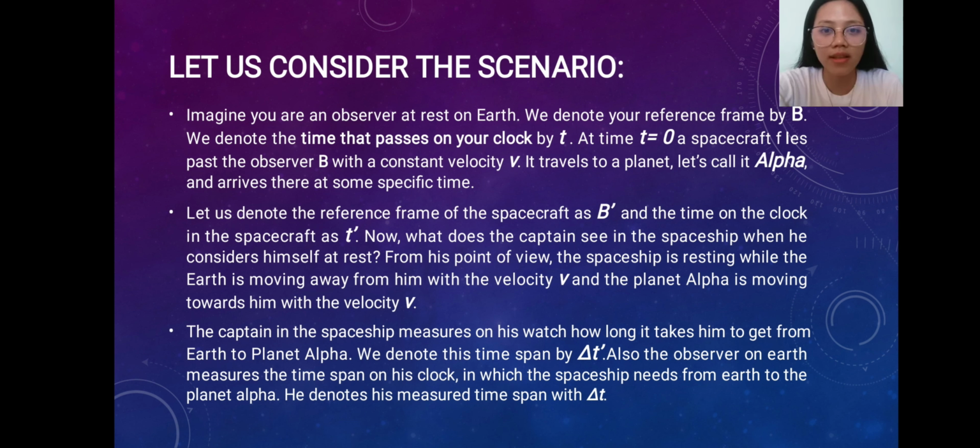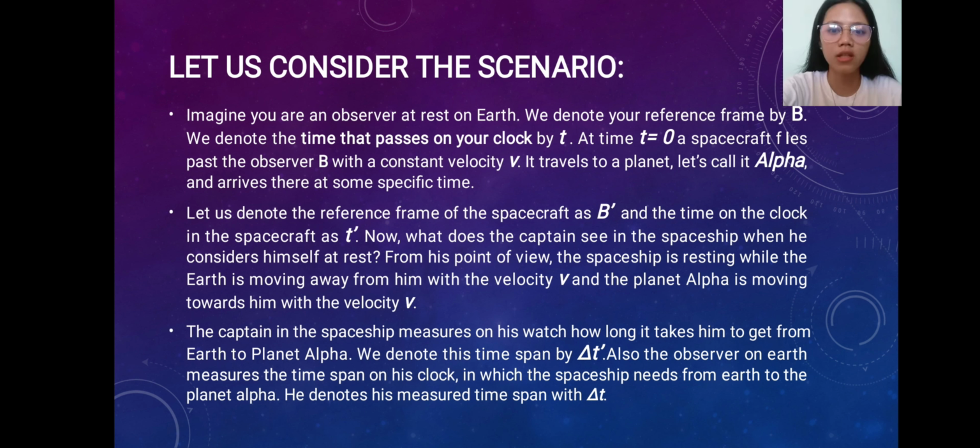It travels to a planet, let's call it Alpha, and arrives there at some specific time. Let us denote the reference frame of the spacecraft as A prime, and the time on the clock in the spacecraft as T prime. Now what does the captain see in the spaceship when he considers himself at rest? From his point of view, the spaceship is resting while the Earth is moving away from him with the velocity v, and the planet Alpha is moving towards him with the velocity v.